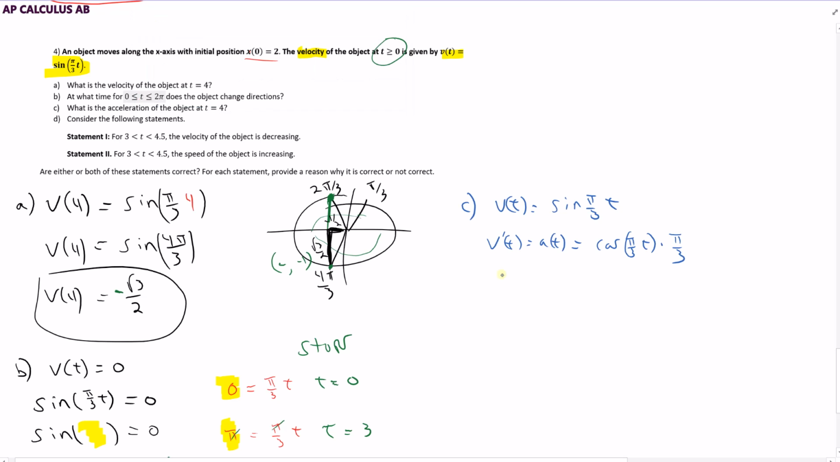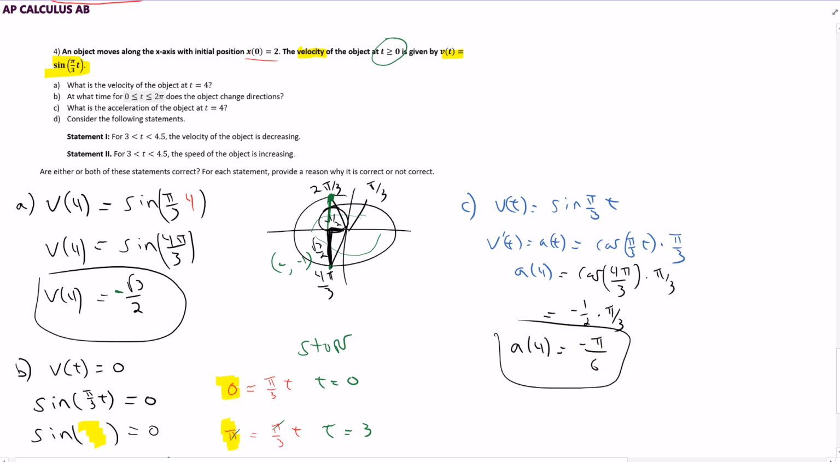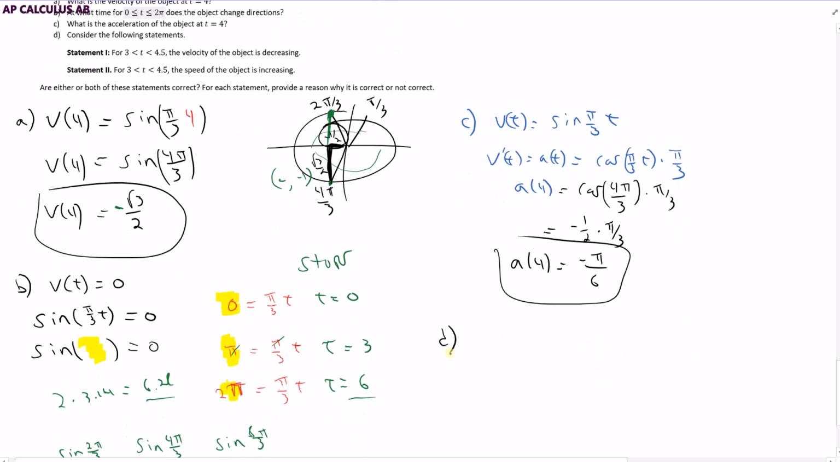And I want to find the acceleration at 4. So we just plug in 4 here. Right, it's going to be cosine of 4 pi over 3 times pi over 3. We need to figure out what cosine of 4 pi over 3 is. That's down here. It's negative 1/2 times pi over 3, which is going to give us negative pi over 6. Again, there weren't any units assigned in this problem, so you don't have to worry about units.